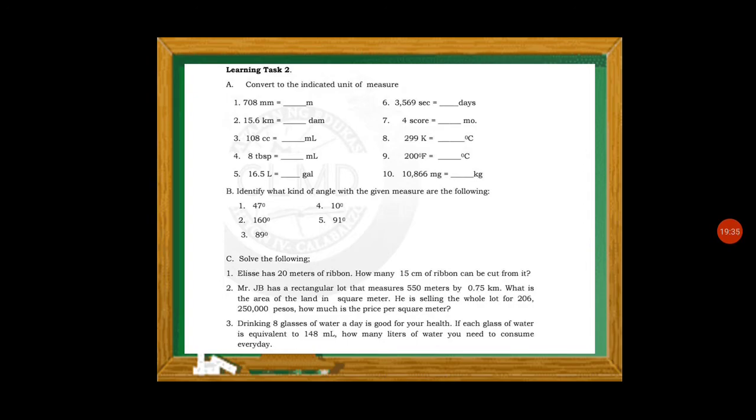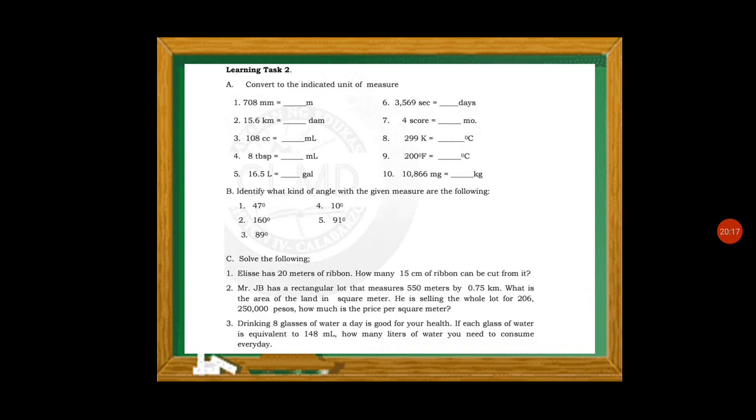For number 2, Mr. JB has a rectangular lot that measures 550 meters by 0.75 kilometers. So one is given as meters and the other measurement is given as kilometers. So what is the area of the land in square meters? Meaning to say, you have to convert 0.75 kilometers to meters so that you could have 550 meters by the value of 0.75 kilometers in meters.